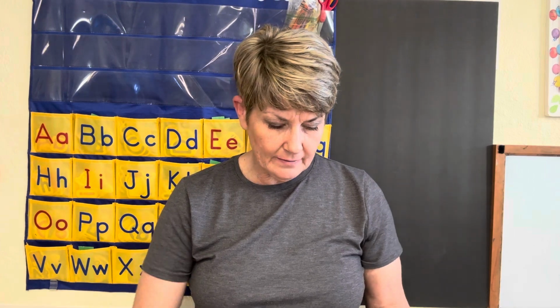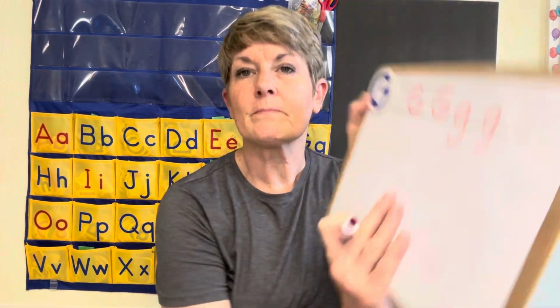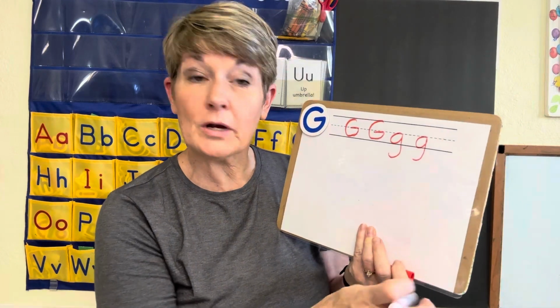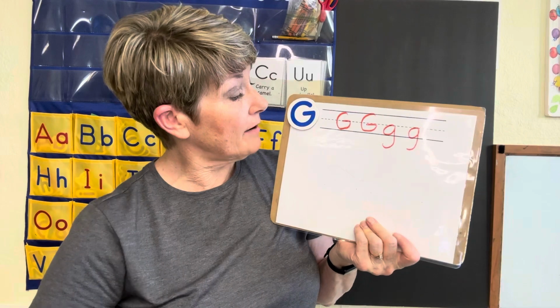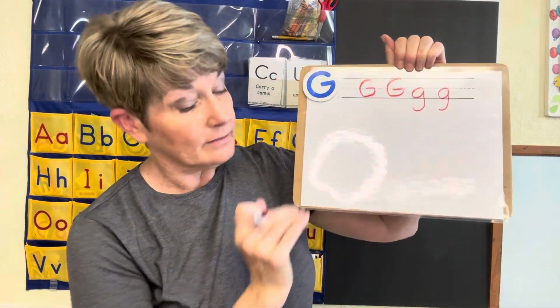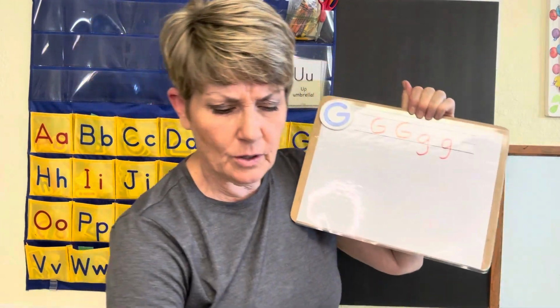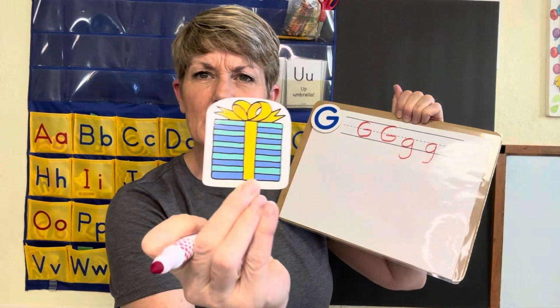All right, let's look at our writing road again. And you know what we're going to do? We're going to draw a gift on it. Do you think we could draw a gift on there? I think we should try. Okay, so let's do it this way. Now, you know what? Let's look at this gift for just a minute.